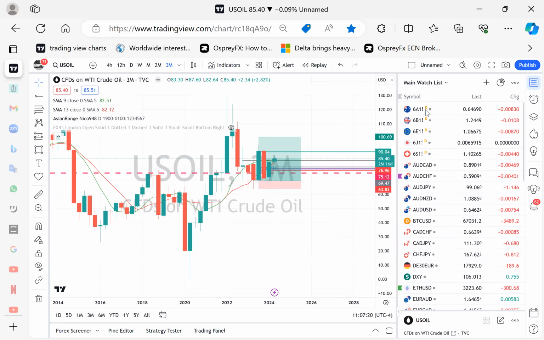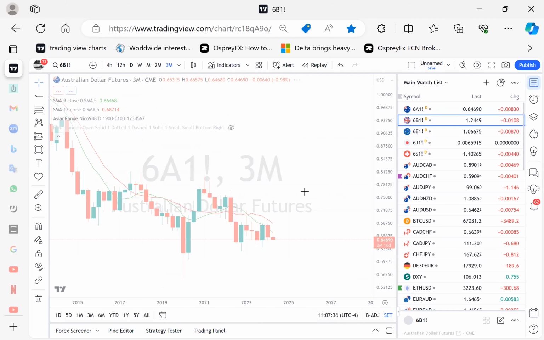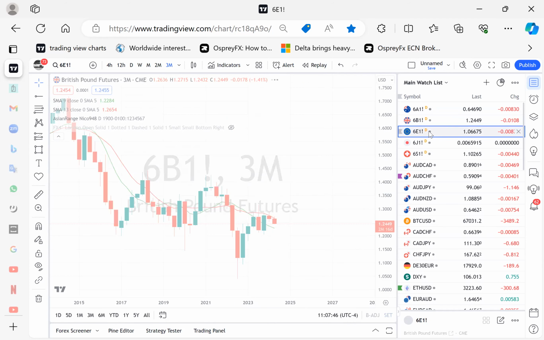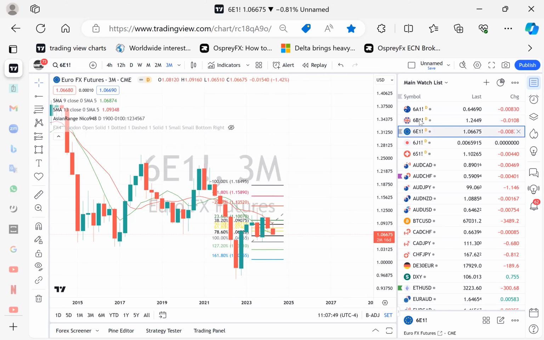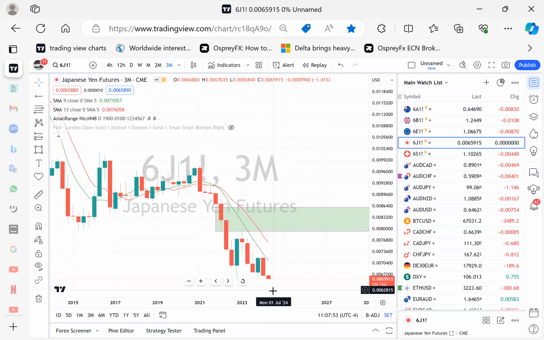First, I want to look at the futures market, where we have the Australian dollar futures. There was a bullish order block, which ran into the moving averages, and now it looks like the price is still trading down. This is all versus the US dollar. British pound, same thing, bullish order block. It ran into the moving averages. It doesn't look like it's pushing up. It looks like it's pushing down against the dollar. Euro is pushing down against the dollar. JPY is pushing down against the dollar.